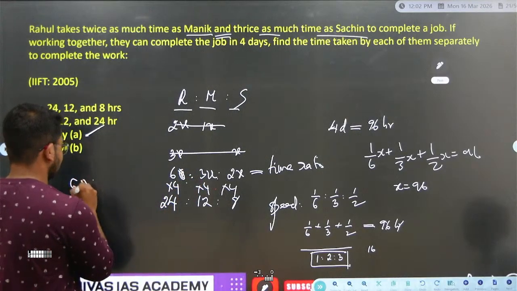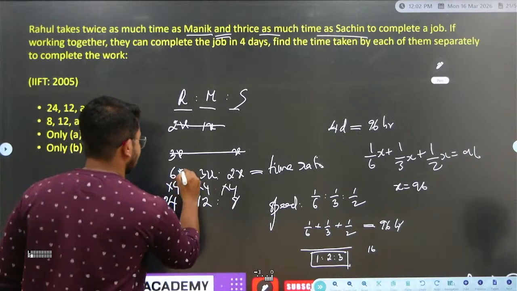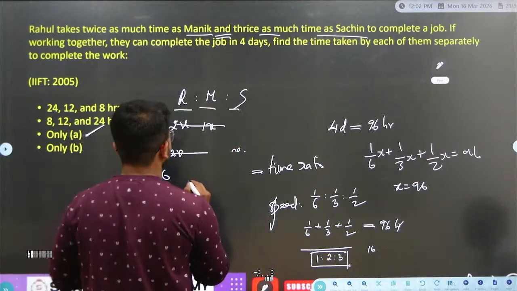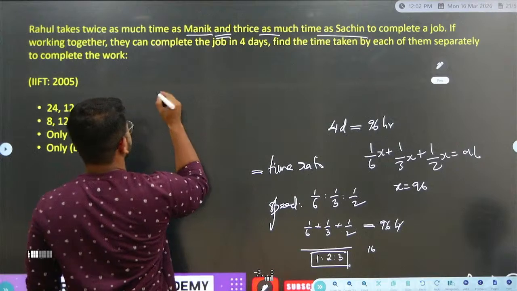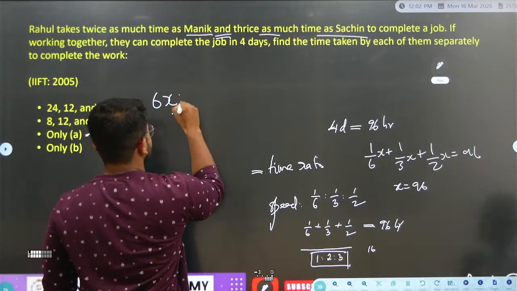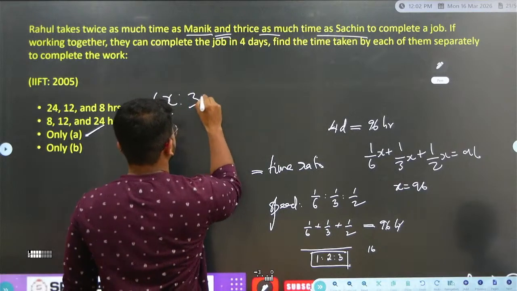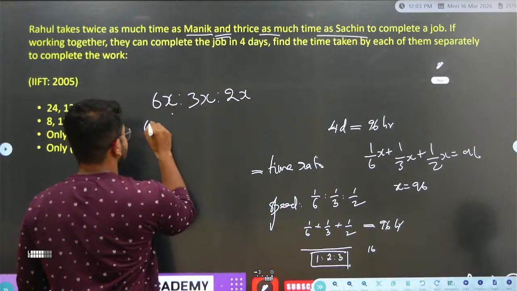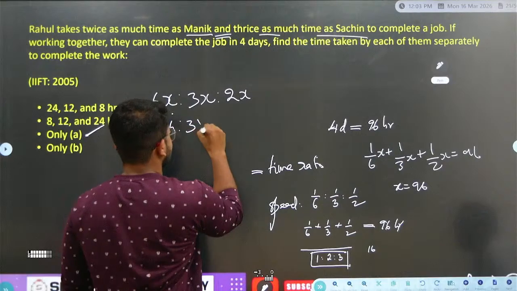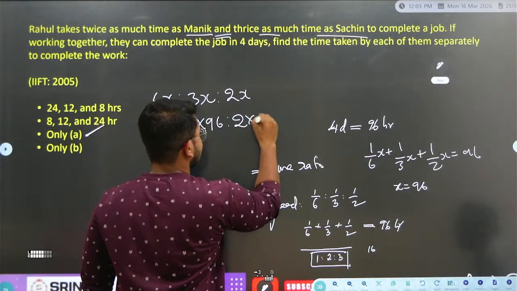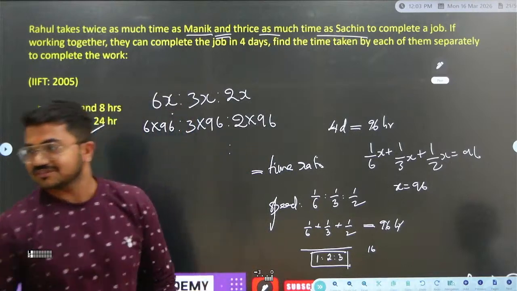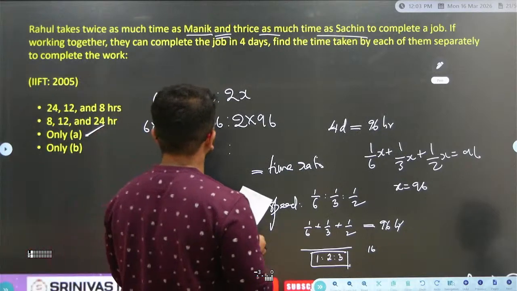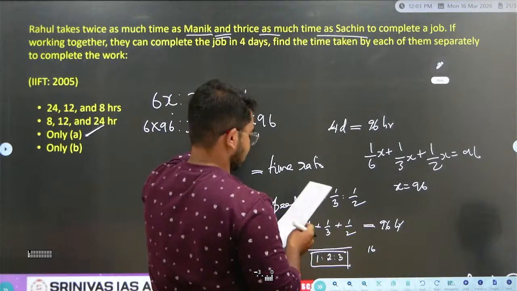So 1/6 into 96. Write it properly; erase that, then erase from the top. 6x, 3x, 2x. So we have got the x value: 6 into 96 is to 3 into 96 is to 2 into 96. So we have to do 1/6 into 96. Speed means you should first write the reverse ratio.